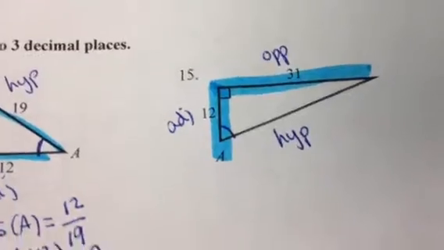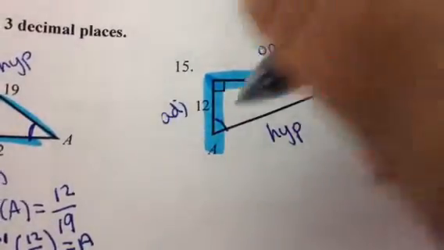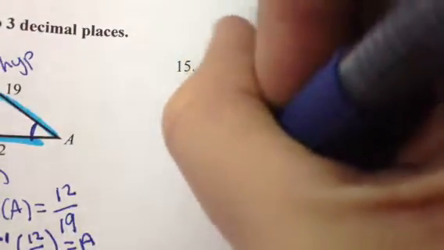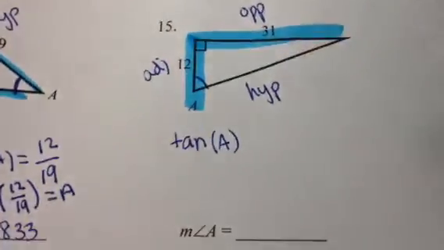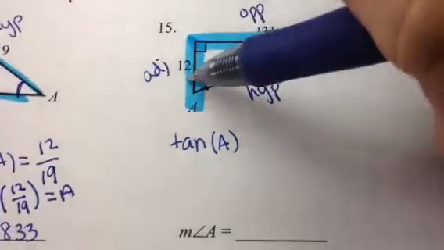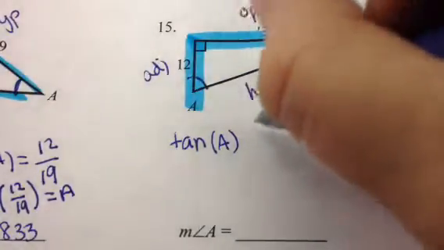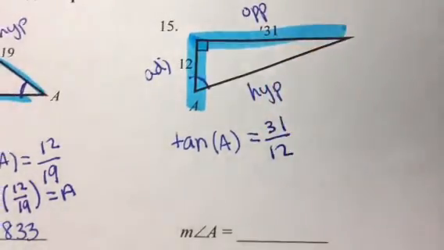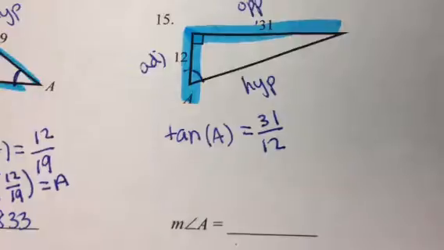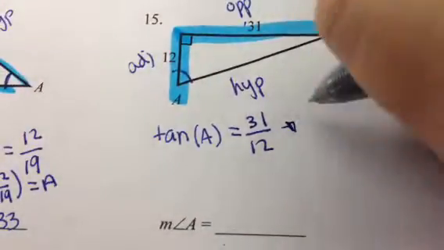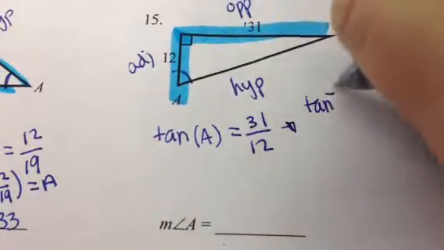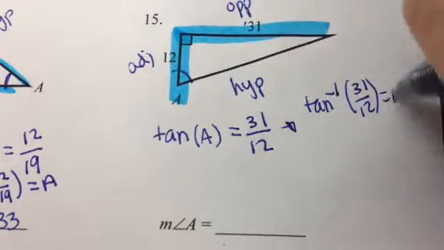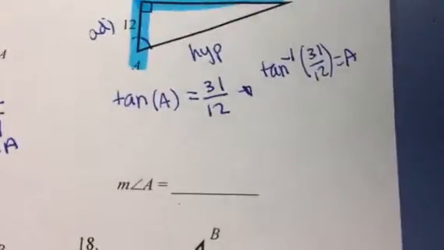That's our tangent function. So we're going to say that the tangent of angle A, and remember it's got to be opposite over adjacent, that order matters, is 31 over 12. Then we want to change this to our inverse function. So the inverse tangent of 31 over 12 equals A. And that's what we'll plug in the calculator.